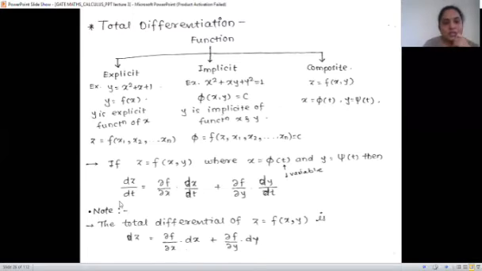That is, dz by dt will be, z is nothing but f. So dz by dt will be dou z by dou x or dou f by dou x, as we have to introduce x and y in between. So dou f by dou x into dou x by dou t. But we are not writing dou. Why are we not writing dou? We are writing d and not dou. What is the difference between dou and d?